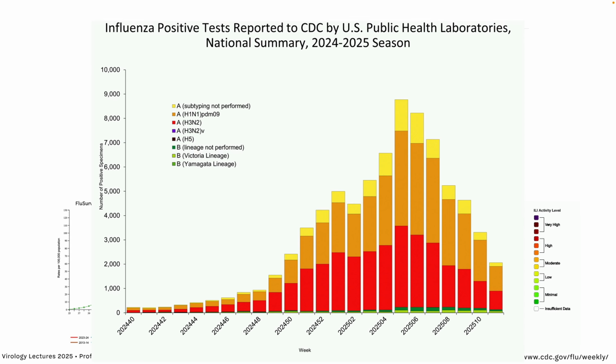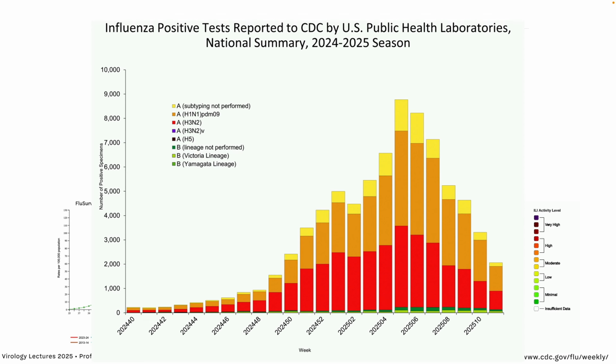The US does lots of surveillance for flu. In fact, many countries do. Here is this season's influenza. So every week, the CDC reports. This is influenza positive tests reported by US public health laboratories, and it's divided into the different kinds of influenza viruses.